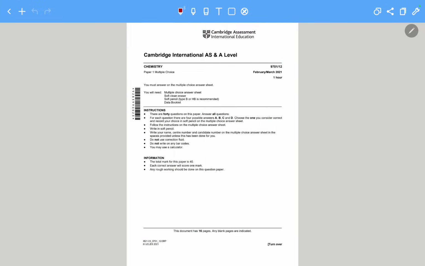Welcome to A-Level Chemistry. Today we are going to solve the February-March 2021 paper 12, and this is the MCQ paper. And while we do this, I'll show you some techniques that you can use during the exams to get a good score on this paper.